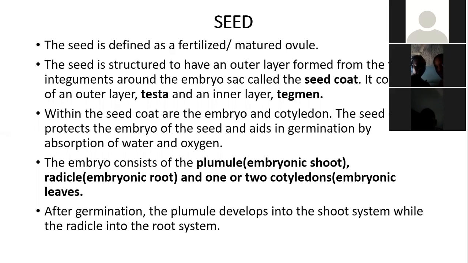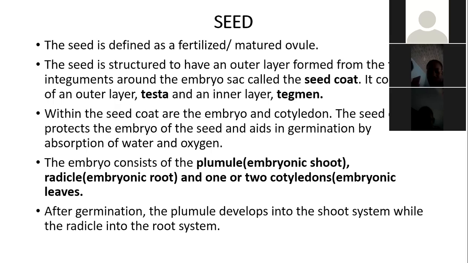Now this seed coat has two layers, as I made mention. The outer layer is what we call the testa. Then the inner layer is the tegmen. Not every seed has two layers; in some, the two layers are fused together as one, so we have just the testa. But most have two layers. The outer layer is the testa, then the inner one is the tegmen.